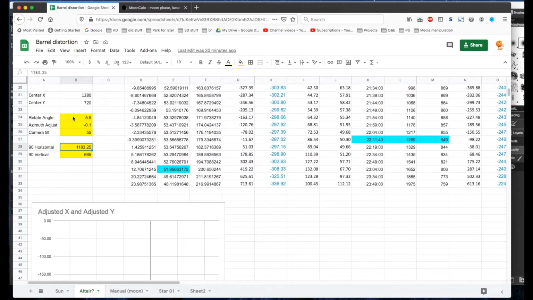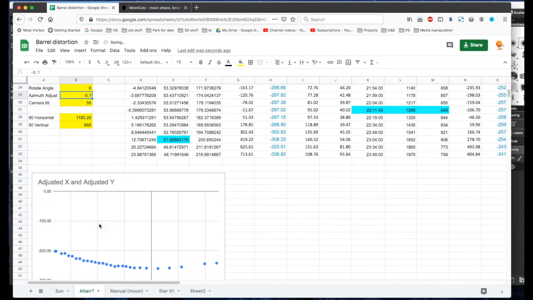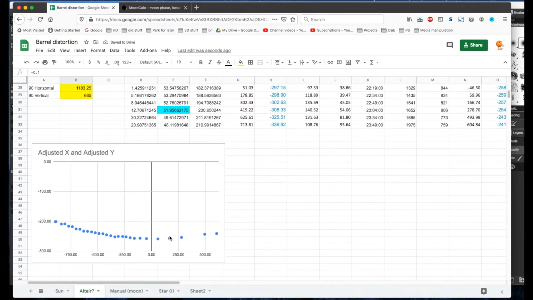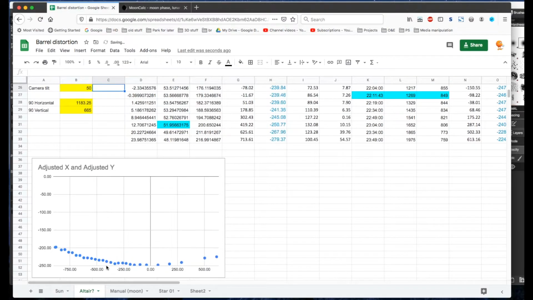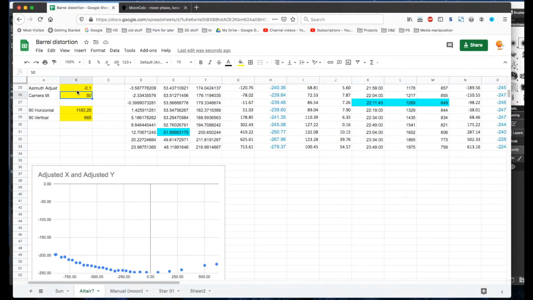So I play with the numbers. So let's say I change it to 6, and you can see that it changed the value slightly. Camera tilt as well. If I tab out of that, you can see that the values should change somewhat. These values change, but not by a whole lot. And if I change the azimuth, these values change, but not by a whole lot. And it doesn't really show too much in this graph.